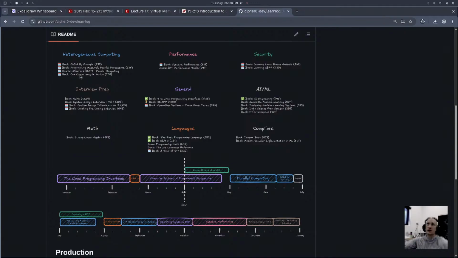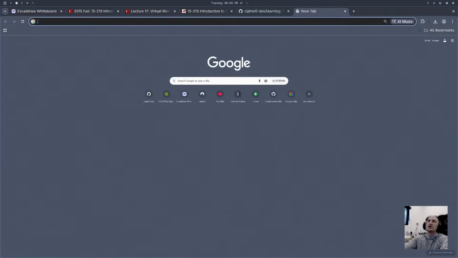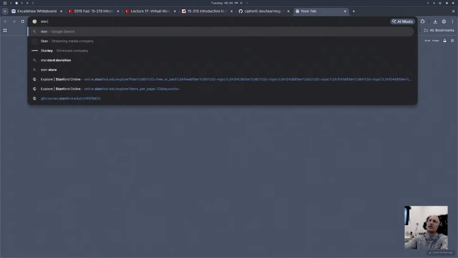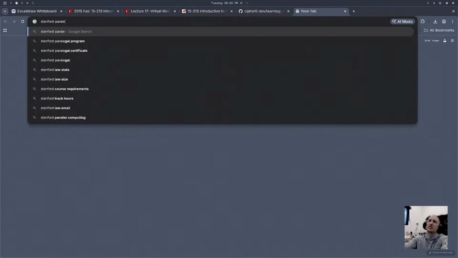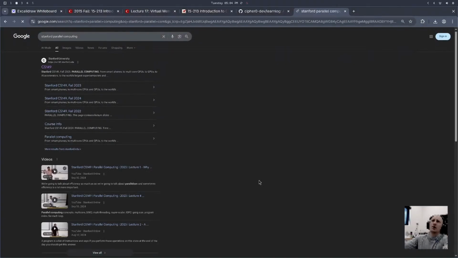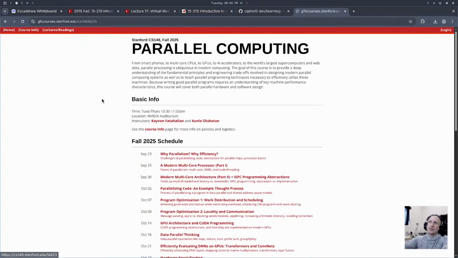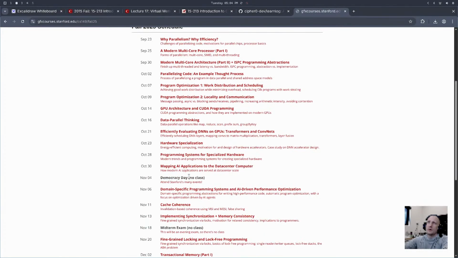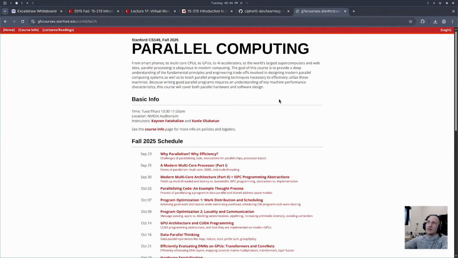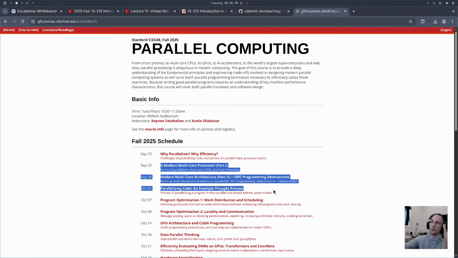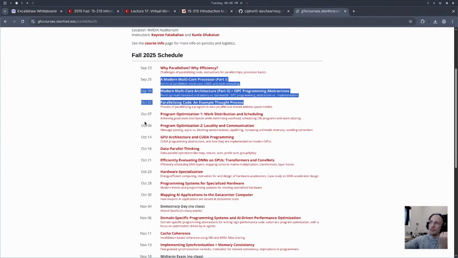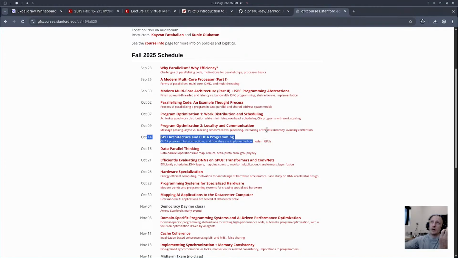So that's what I'm focusing on next, is this course on parallel computing. It is a Stanford parallel computing course. I already went through all the lectures on this last year, but they teach you traditional multi-core processing, but then they get into CUDA.